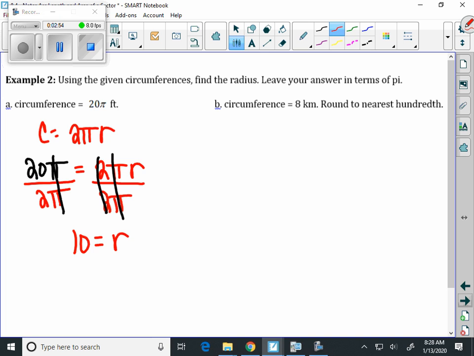It doesn't always work out quite as well. Over here on part B, it says that the circumference is 8. Again, our formula for circumference, which is provided to you on the reference sheet, is 2 times pi times r. And this time what we're given is the fact that the circumference is 8. So we're putting this value in where it equals. But this one tells us that we're going to round to the nearest hundredth. So it's the same idea. It's 2 times pi times r.